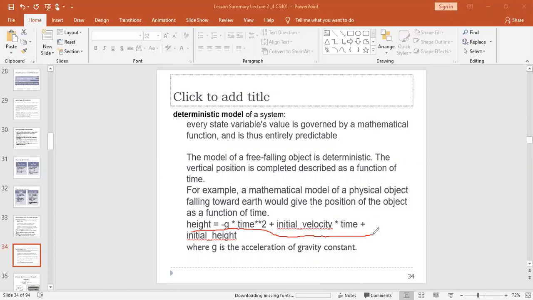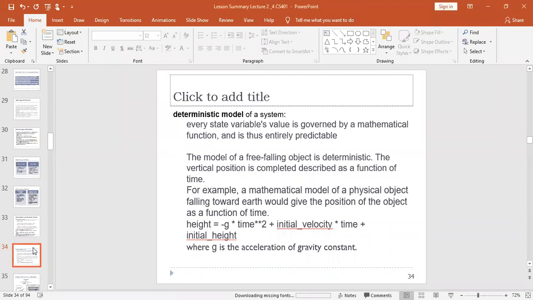So if you drop an object from the top of your roof, with time, the height is going to change. So you can determine the height at any given point in time. At the same time, the value of the height is changing with time. So it is both deterministic and time homogeneous or dynamic. Let me put it that way.